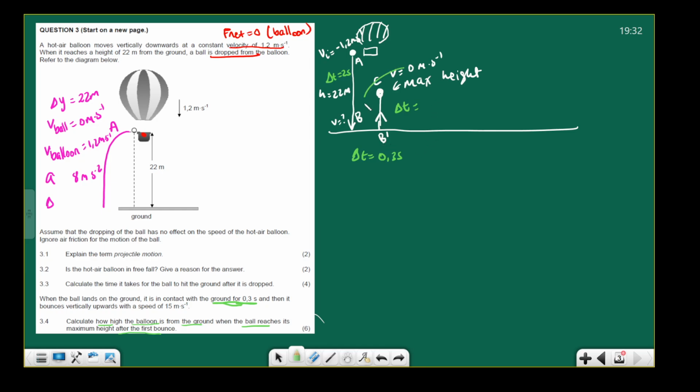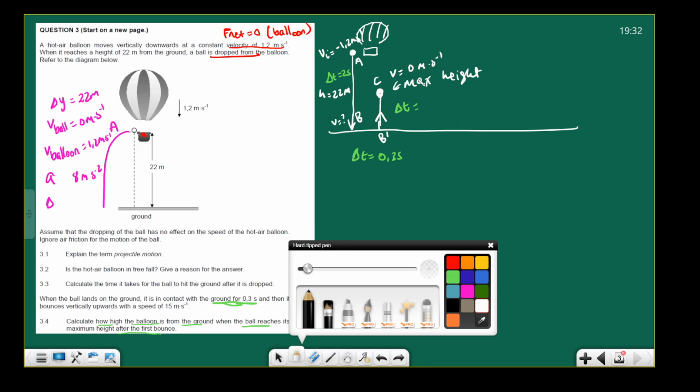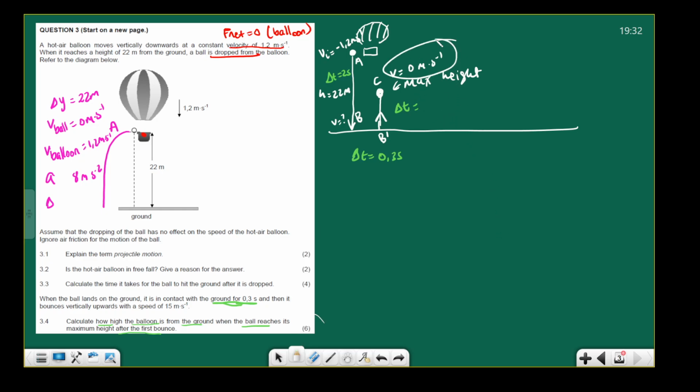So we are just needing this time. So let's just talk about some of the variables we have. We know the final velocity at maximum height is 0. We know that acceleration is 9.8 meters per second squared. What else do we know?